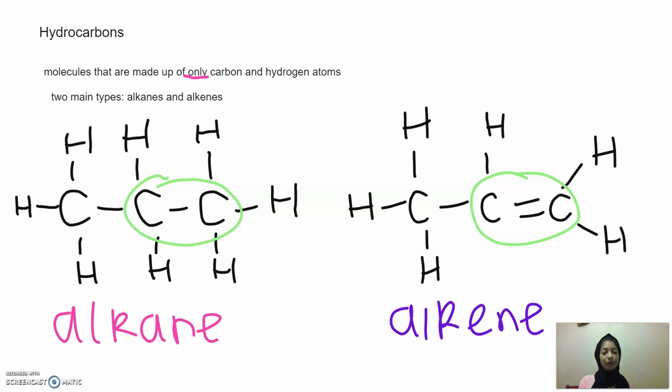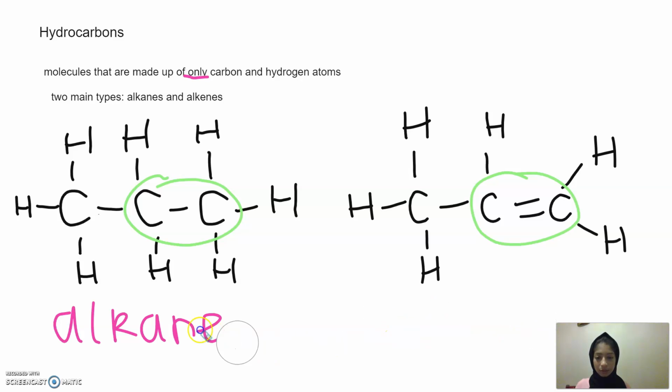So if you were to look at the structure of a hydrocarbon and you were asked to identify if it's an alkane or an alkene, look for the double bond. If there is 1 or more present, it's an alkene. If there are no double bonds, all of them are carbon-carbon single bonds, it's an alkane. Okay, so now let's move on to the general formula of an alkane and an alkene.